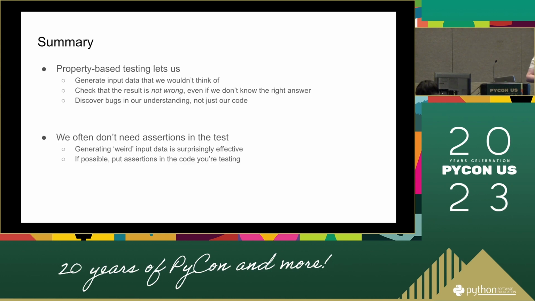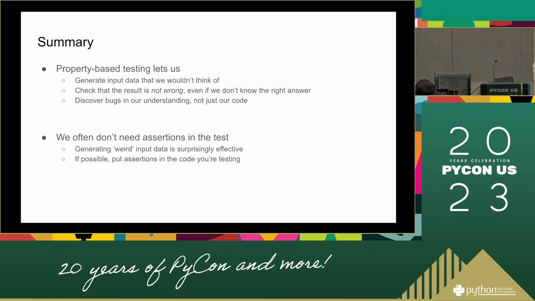So to summarize, right? We've looked at property-based testing. It helps us generate input data that we wouldn't have previously thought of. And the key idea is that we can check that the result is not incorrect. Even if we don't know how to calculate what the result should be, just checking that we didn't get a result that we can tell is wrong in some way is enough to find an awful lot of bugs. And those bugs can often be in our, or at least my, understanding of the code I'm using, the code I've written, the language, the libraries I use.